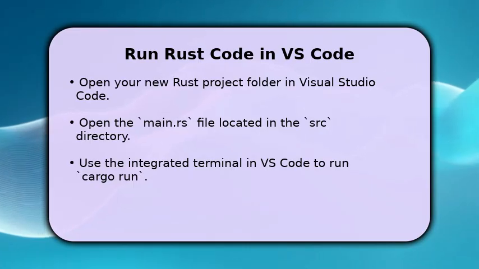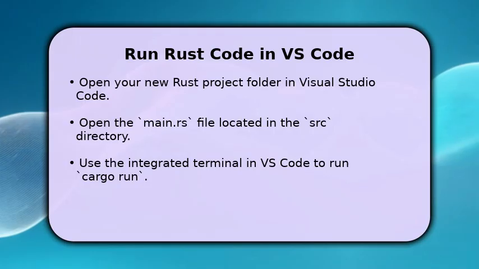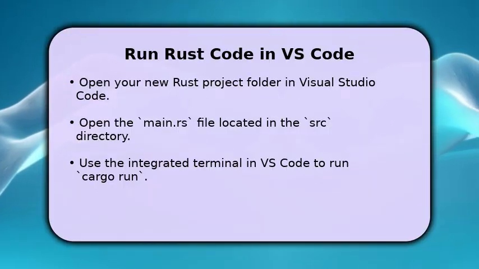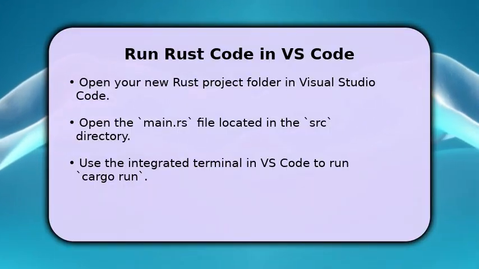To execute your code, open the integrated terminal in VS Code. Type cargo run and press enter. Cargo will compile and run your program, displaying its output directly within the terminal. This is the most straightforward way to run your Rust code.